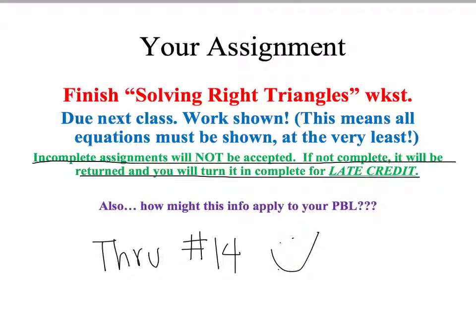Okay, I'm not taking this incomplete, so if you have any of it that's not done, you're not going to get full credit for it, which would be so sad if you've done most of it. Okay, the most you could get is late credit. It needs to be completed by next class.